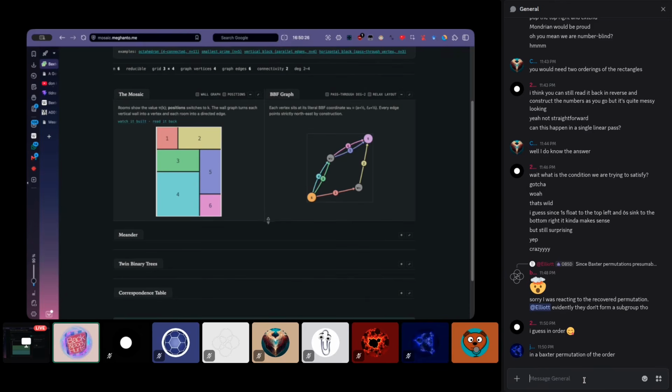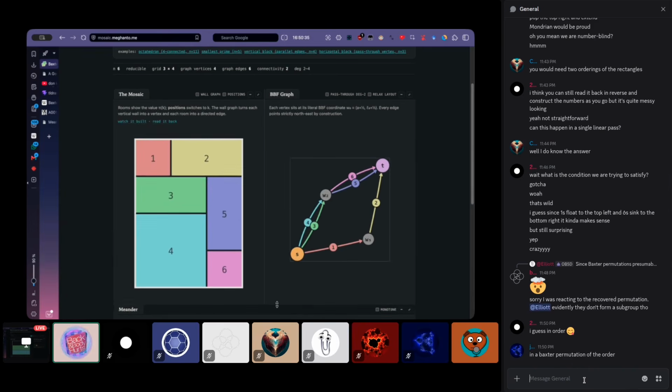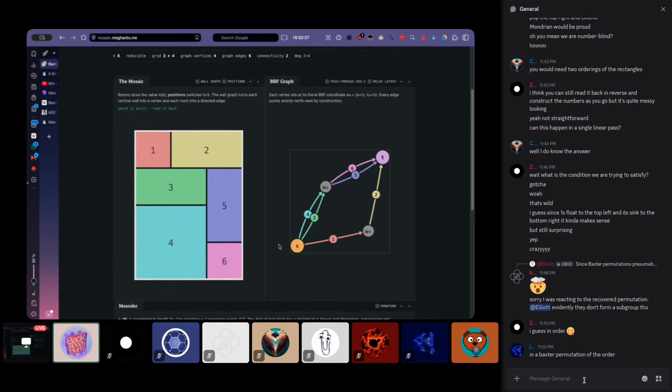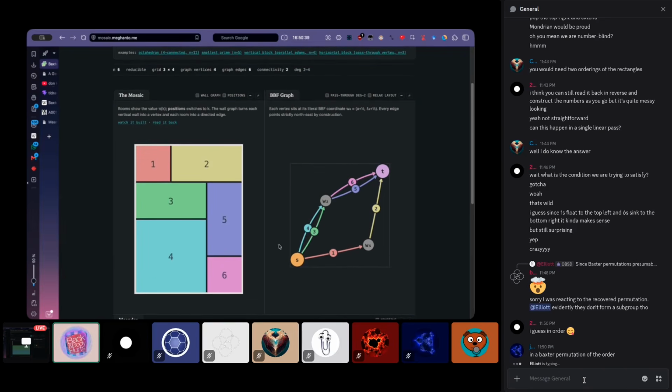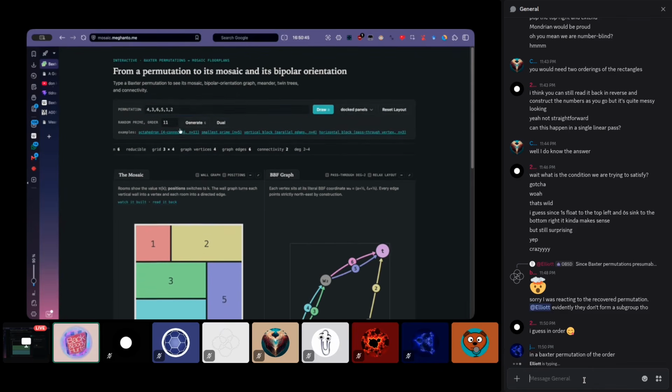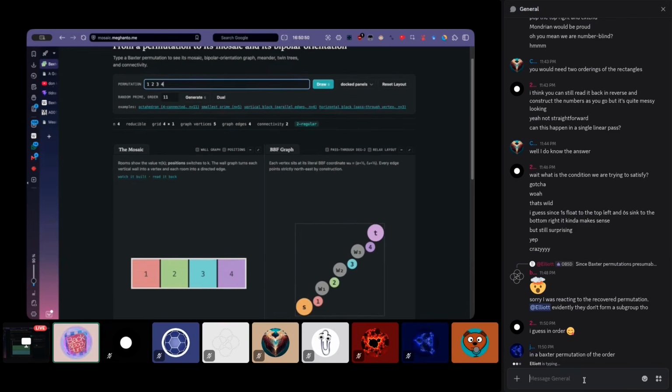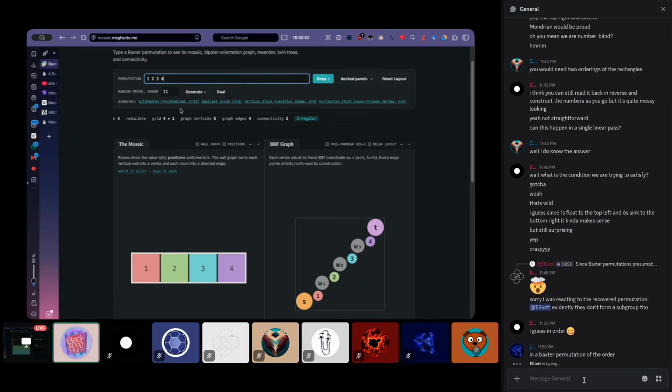So this is called, the layout's a bit janky, but yeah, it's good. That's the combination of the order. Nice. 1, 2, 3, 4 is a Baxter permutation. Let's verify that. Yes, 1, 2, 3, 4 is a Baxter permutation. So we are in a Baxter permutation of the order here.